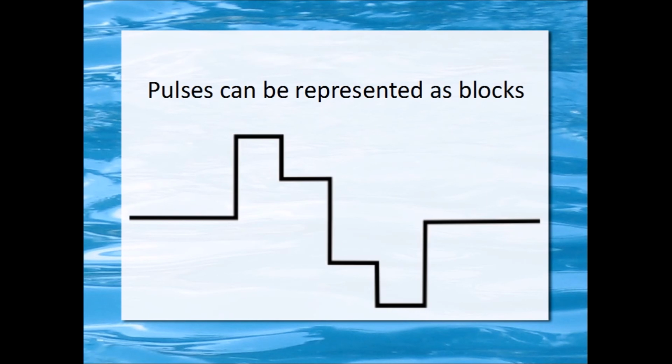I've shown you realistic pulses that look like sine curves, but it's often easier to represent them as blocks like this. In the following questions, you'll be asked to predict the resultant waves formed by shapes like this, moving in opposite directions. You are close to the end of 2.3 waves.